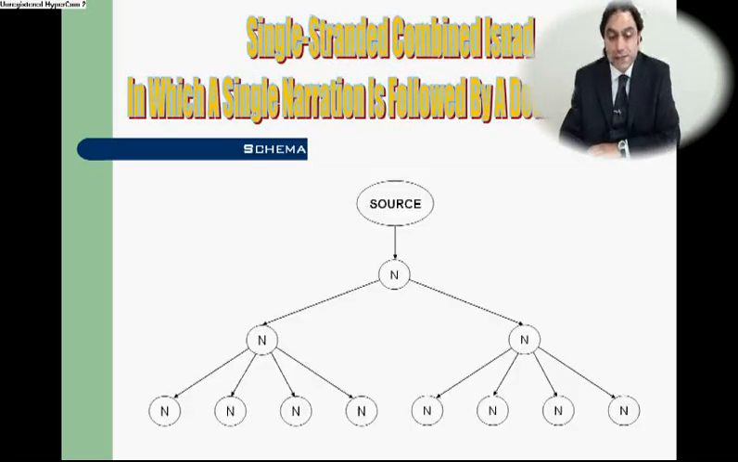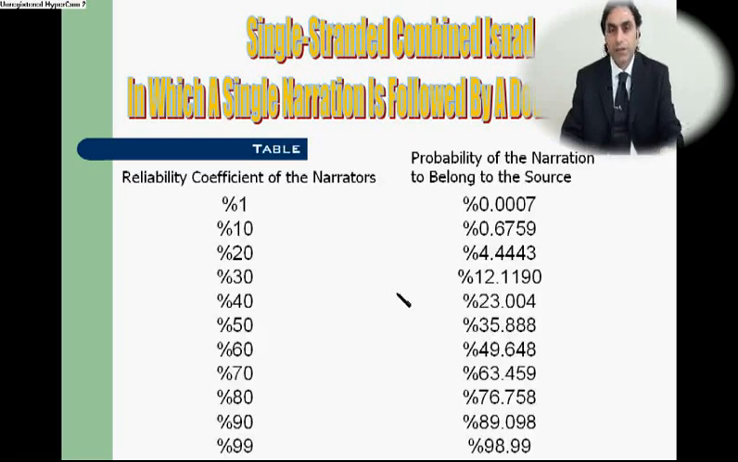Now, single-stranded combined isnad, in which a single narration is followed by a double narration. You can see at the beginning a single narration and it is followed by a double narration. In the table presented, the results for the above-mentioned isnad are calculated with regard to the probable status of narrators, ranging from the weakest reliability coefficient to the strongest.